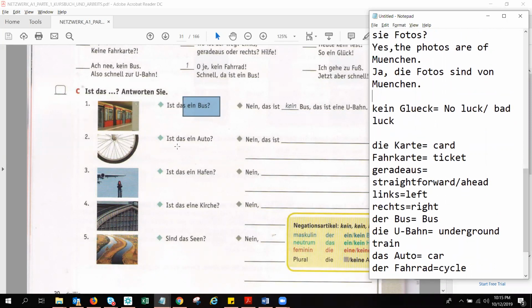Now, the second one: ist das ein Auto? Is this a car? Shruti, can you complete the sentence? Nein, das ist kein Fahrrad. Sorry, das ist ein Fahrrad. Okay, but here I want you to use kein or keine first. Das ist kein Auto. Das ist ein Fahrrad. Ja, das ist kein Auto, das ist ein Fahrrad, because the article of Fahrrad is also das.